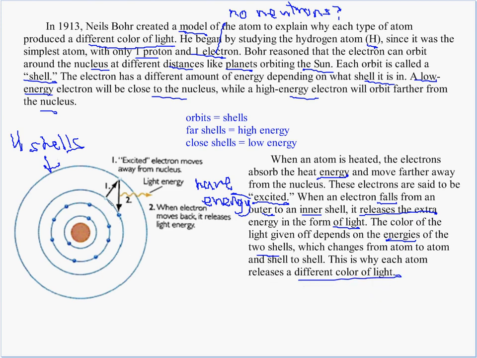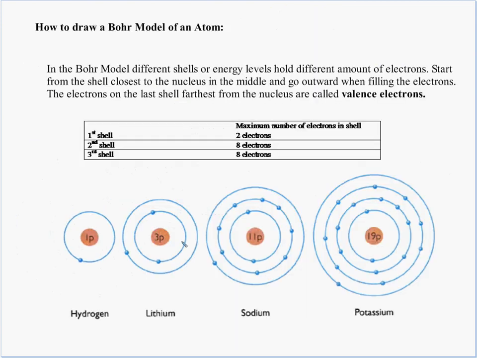So let's look at this. So we start at 1. It says excited electron moves away from nucleus. So this is with heat. And then 2, electron moves back. It releases energy. So when it goes back, we've got light. So like the red or the green or whatever.